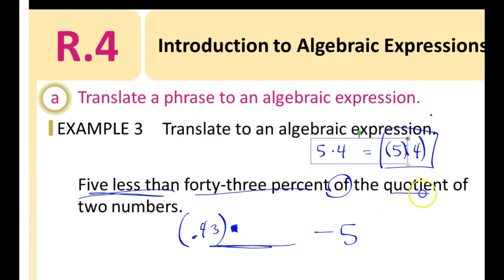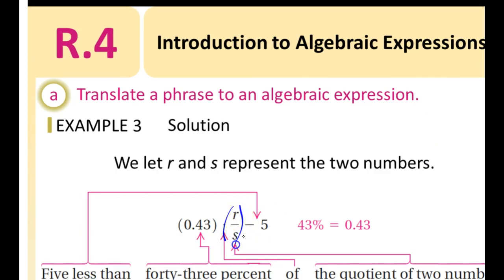Of means to multiply. The quotient means to divide. So I'm going to take the quotient of two unknown numbers. We'll use variables x and y. Oh, they used r and s.